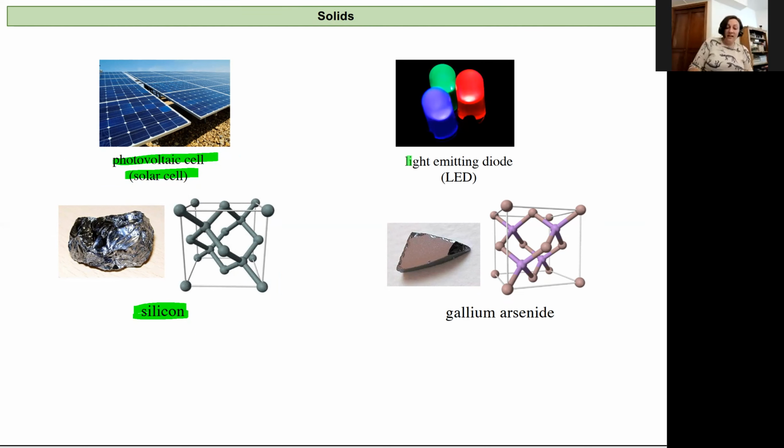Also, we get light emitting diodes or LED lights from solid state chemistry. Here's gallium arsenide right here and its structure. And this is used to make the LED lights that are in my room right now, and also the fun ones like the blue, red, and green ones that you see shown here.